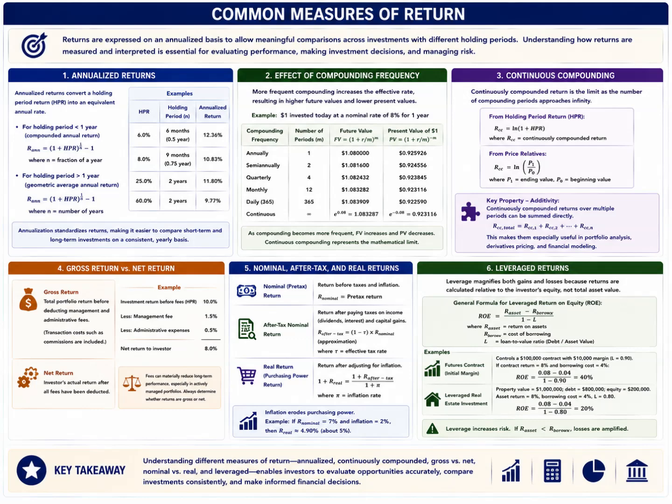The topic also explains nominal returns, after-tax returns, and real returns. Pre-tax nominal return measures investment growth without considering taxes or inflation, while after-tax nominal return accounts for tax liabilities arising from dividends, interest, and capital gains. Real return adjusts nominal return for inflation and therefore measures the increase in purchasing power achieved by the investor.